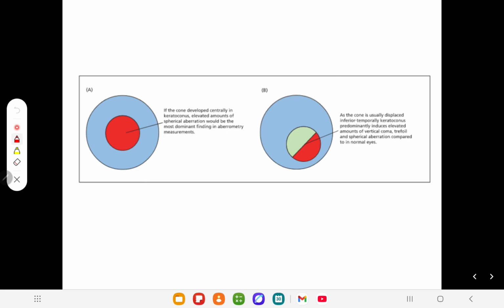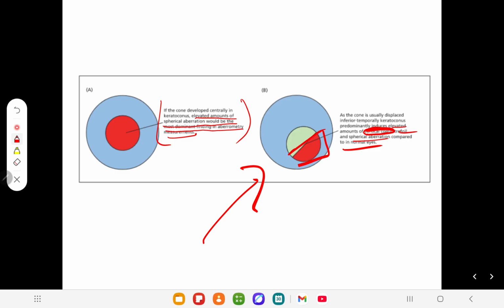See, this is a great picture. I love it. See what's written here. If the cone develops centrally in keratoconus, an elevated amount of spherical aberration would be the most dominant finding on aberrometry measurement. But it doesn't happen like that, does it? As the cone is usually displaced inferotemporally in keratoconus, there is a predominantly elevated amount of vertical coma and trefoil and spherical aberration as compared to normal. So basically, what is predominant is vertical coma. That's very important. Why? Because power moves inferotemporally.